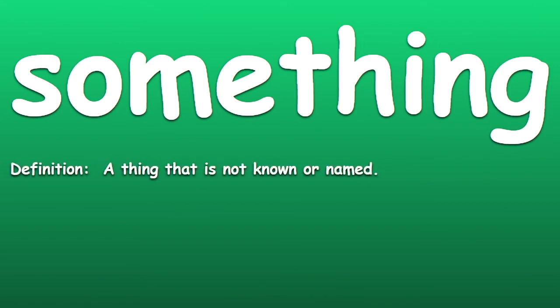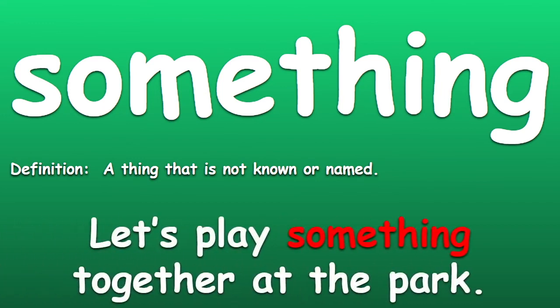Something. S-O-M-E-T-H-I-N-G. Something. The definition is a thing that is not known or named. Let's play something together at the park. Your next word is might.